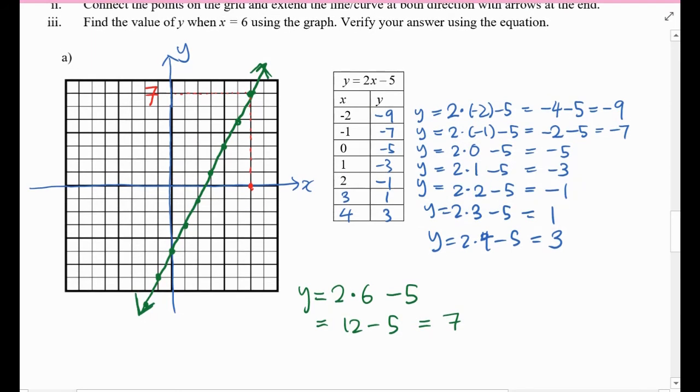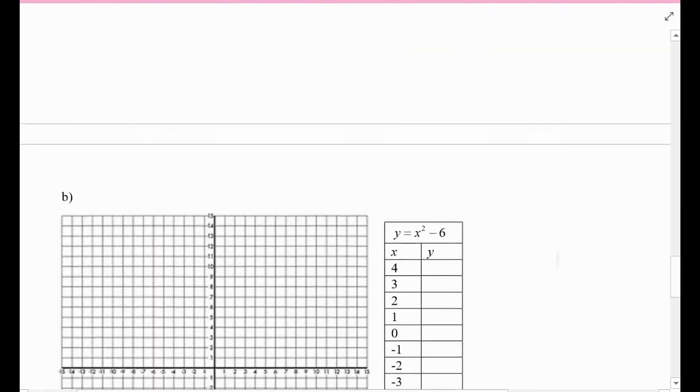Alright. Do you guys understand how to draw the graph, and how to complete the chart, and how to find the y value when the x value is given? Alright, let's move on.